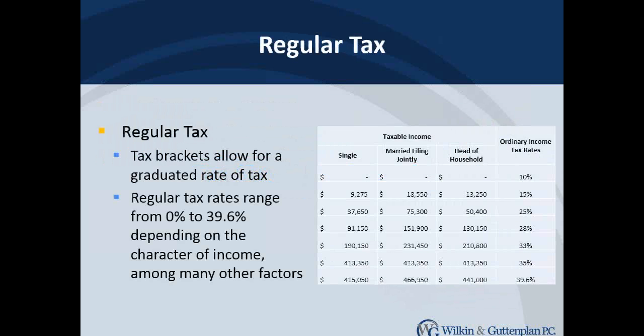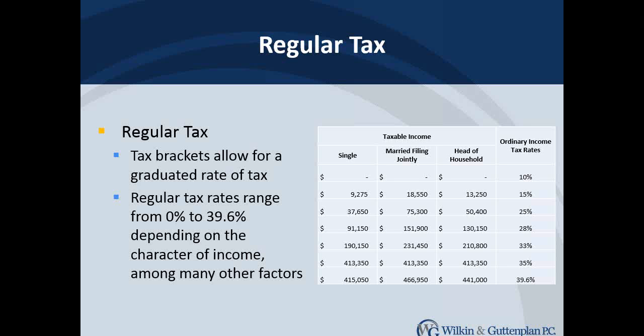So in the U.S., we have a few systems of tax that are completed at the same time. And so it's not just as simple as saying you have X tax rate. The first one we're going to talk about is our regular tax. Our regular tax is a graduated tax system. The regular tax rates range from 0% with the top rate at 39.6%.